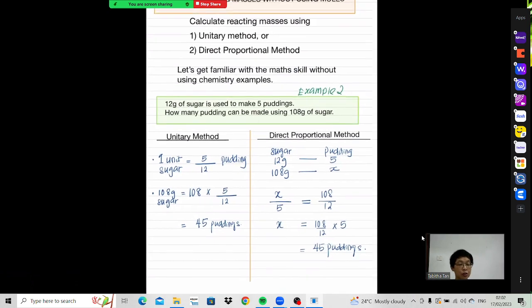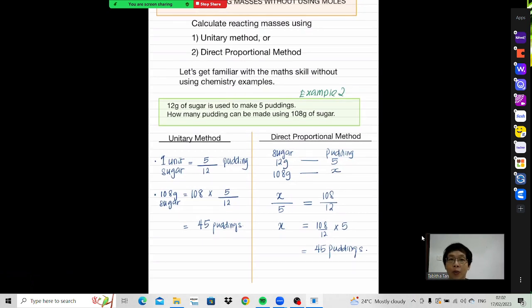Okay, so these are the non-chemistry examples. We have given 2, and I think you're quite comfortable with this now. Let us step into the chemistry world.